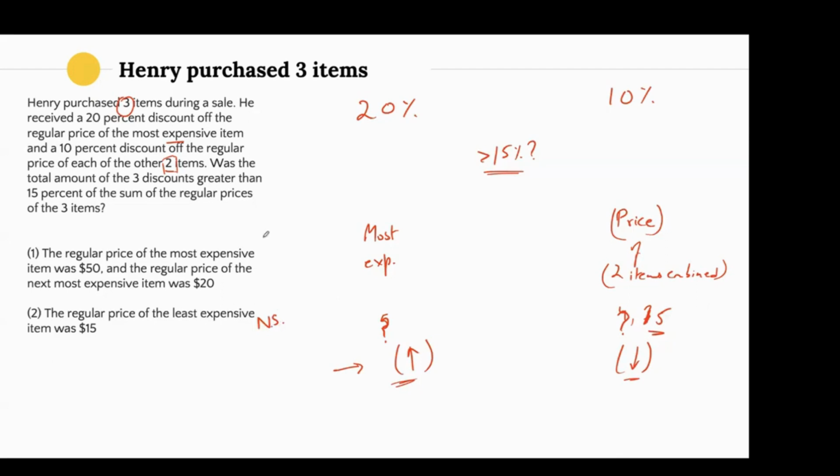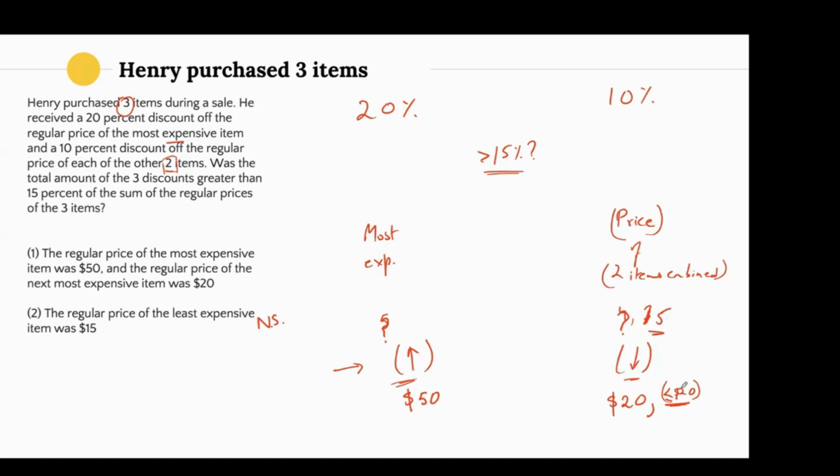Let's come to the first statement now. The regular price of the most expensive item. So this one on the left side is $50, and the regular price for the next most expensive item was $20. So this much I know. Two prices I don't know. I also know that the third price will be less than, or okay, fine, let's say less than or equal to 20. This much makes sense, Namita?